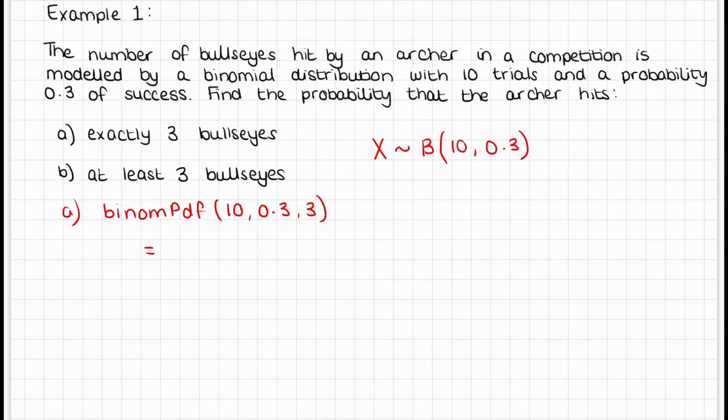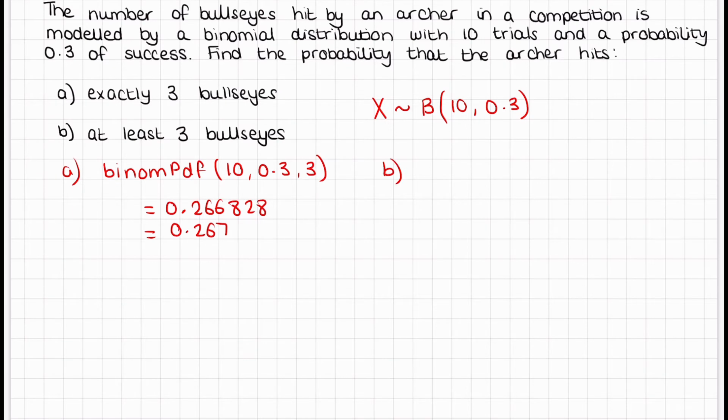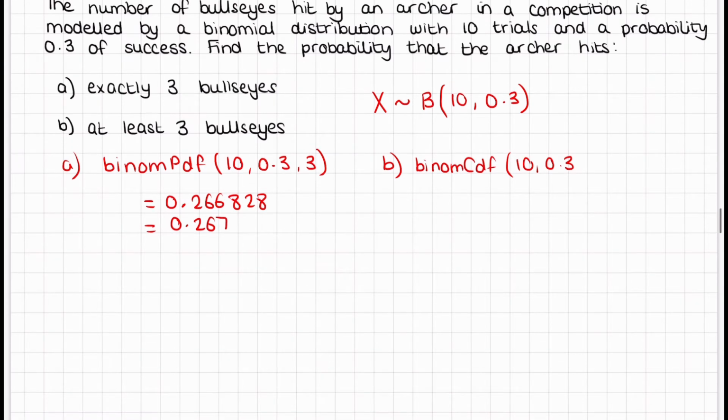As you saw from the calculator, we got an answer here of 0.266828, which simplifies down to 0.267 to 3 significant figures. Now part B, we want at least 3 bullseyes. Now because it's an at least and we're looking at more than one outcome, we'll be using the binomial CDF. Now when we put it into there, we need the number of trials and the probability of success, but this time we need our lower and upper boundaries. So at least 3 bullseyes mean we are wanting to go from 3 bullseyes all the way up to 10 bullseyes.